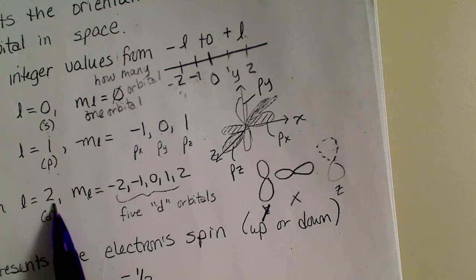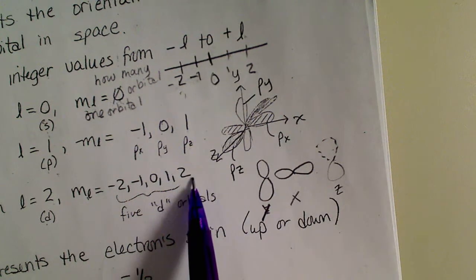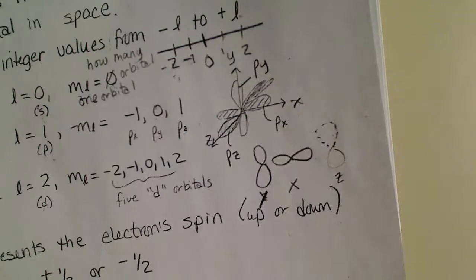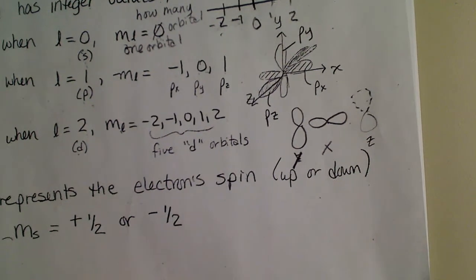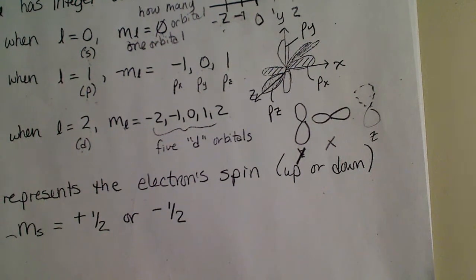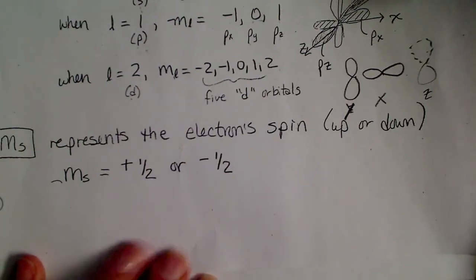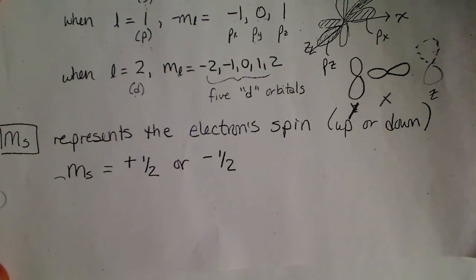When l equals 2, the m sub l values go from -2 through +2. So since there are 5 values there, that corresponds to the 5 different d orbitals that there are. And then the electron spin is +0.5 or -0.5. The spin is a unique quantum property as well.